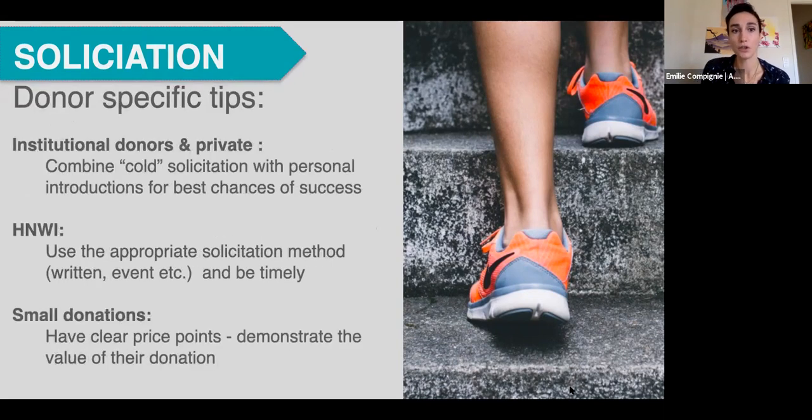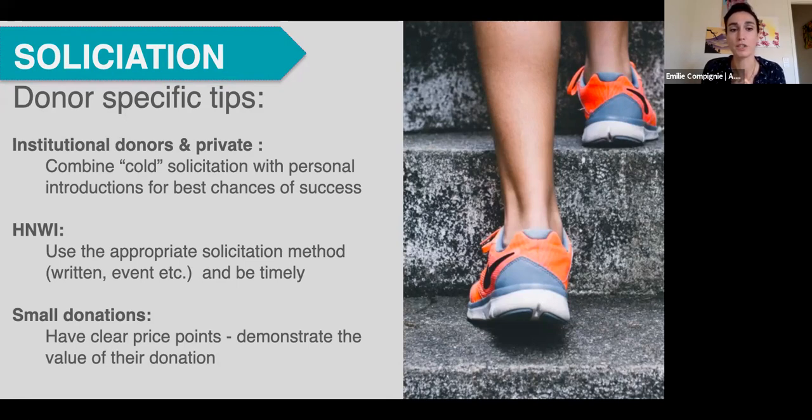So for institutional donors, combine cold solicitation with personal introductions for best chances of success. We've talked about that as well. For high net worth individuals, use the appropriate solicitation method and be timely. With a high net worth individual, it's much more difficult to appreciate whether you should go with an event, with writing, or with inviting this person over, I don't know, for lunch or to your office, and then make an ask directly. So try to feel the person, and see what would be the most appropriate.